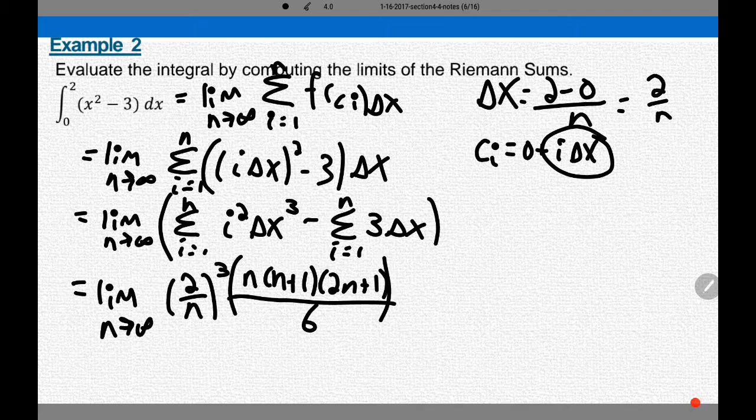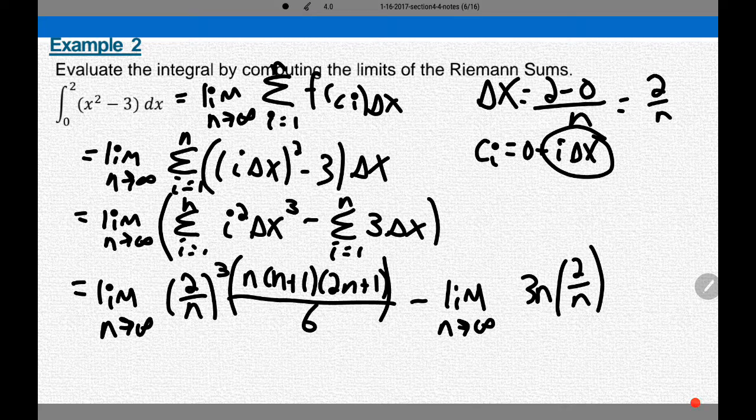And then my second piece would be the limit as n approaches infinity. And then I got 3 delta x. So the 3 with the n becomes 3n, and my delta x is my 2 over n.